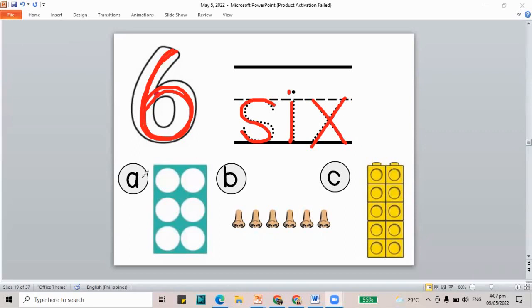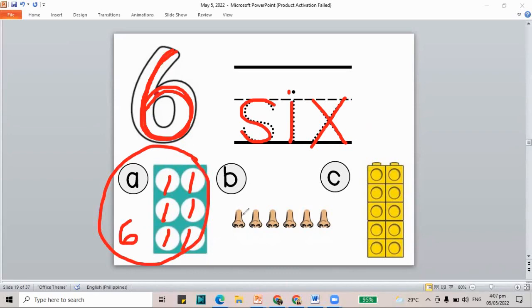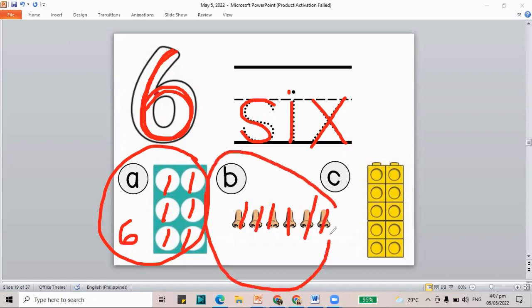And how about the things that show six? How many circles in letter A? One, two, three, four, five, and six. That shows six. Let's circle this one. How about our noses? One, two, three, four, five, six. Also six. Let's circle this one.